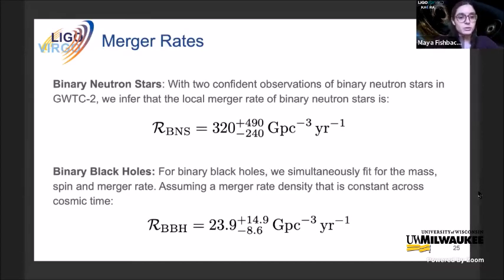For binary black holes, we now have more than 40 of these, so we can simultaneously fit for the mass distribution that Shanika talked about, the spin distribution that Tom talked about, as well as the merger rate. And if we assume that the merger rate density is constant across cosmic time, we infer that on average it's around 23 mergers plus or minus 9 per cubic gigaparsec per year, which roughly corresponds to 2 binary black hole mergers in a Milky Way-like galaxy per million years. So moving on to the next slide.